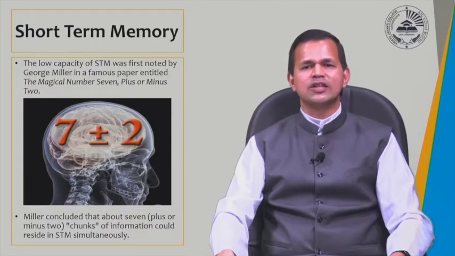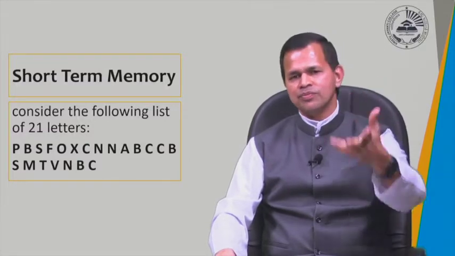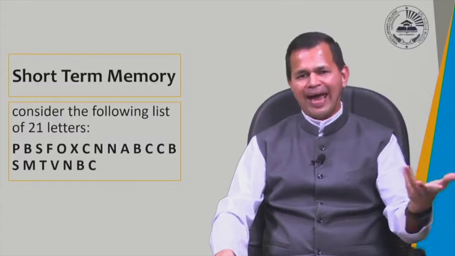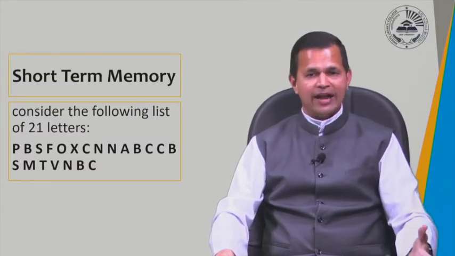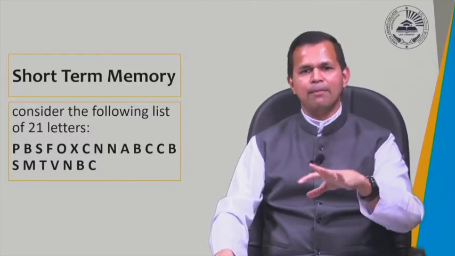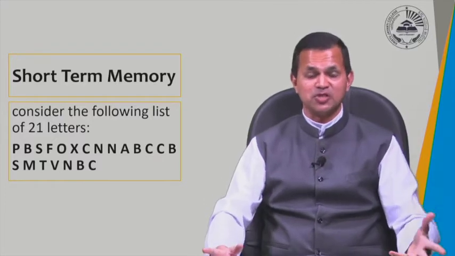So let us consider the following list of 21 letters. You can read it, I hope. P, B, S, F, O, X, C, N, N, A, B, C, C, B, S, M, T, V, N, B, C. Doesn't make any sense? Doesn't make any sense to me.